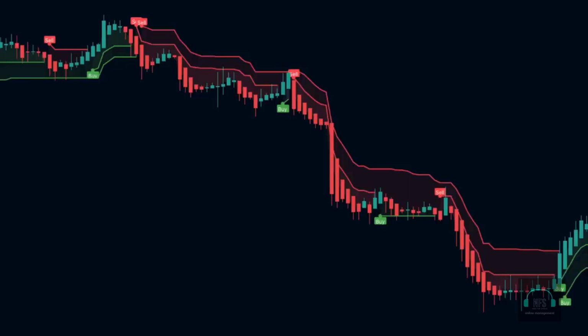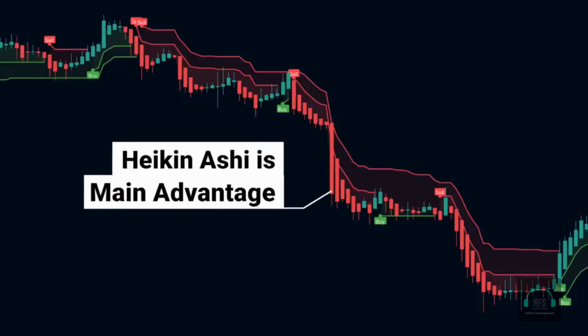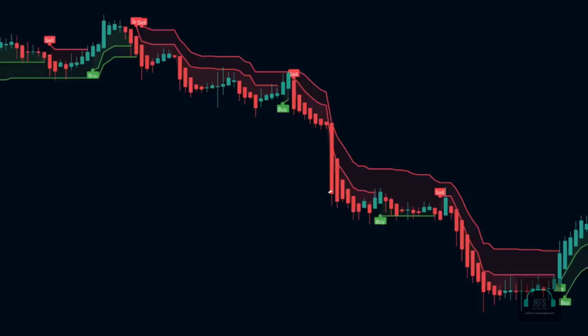You might have heard of many other SuperTrend strategies that are just like this one. But the main advantage of this strategy is that it uses Heikin Ashi charts to filter most of the noise in the market.